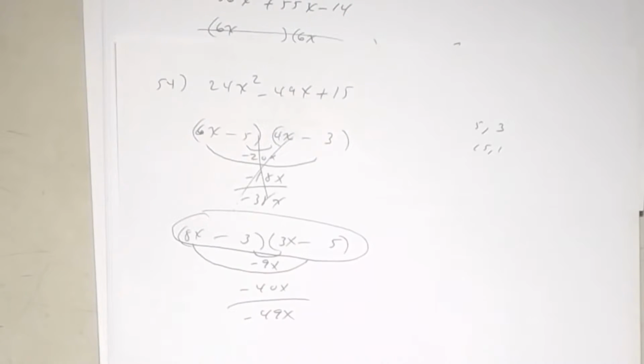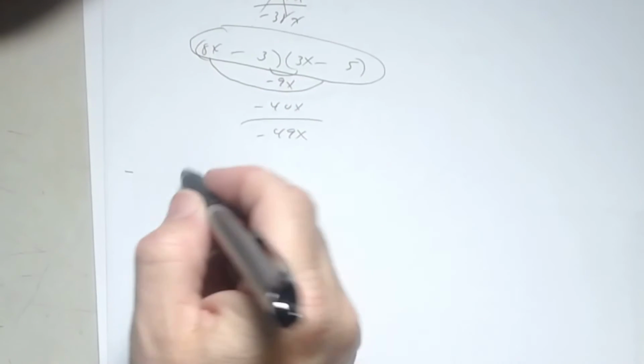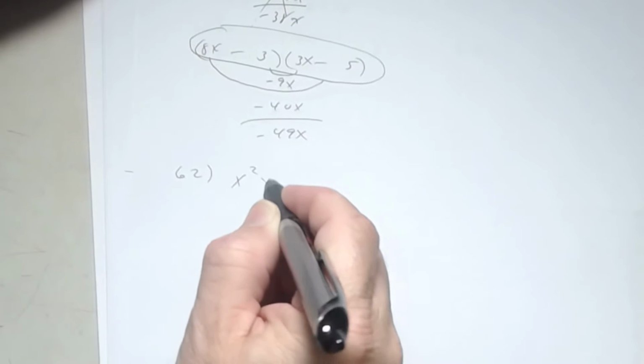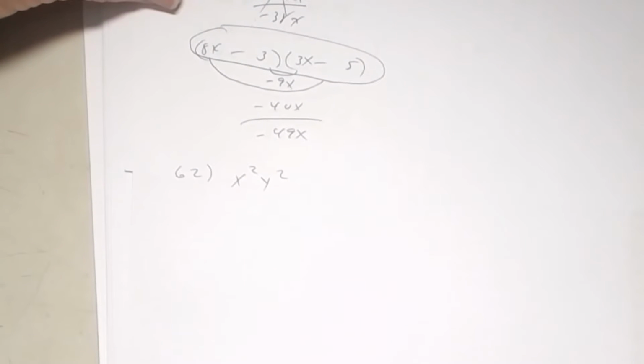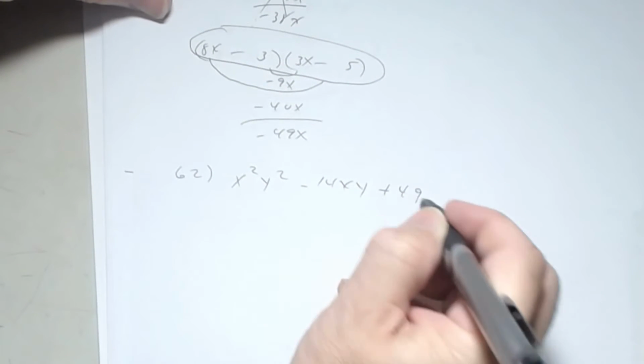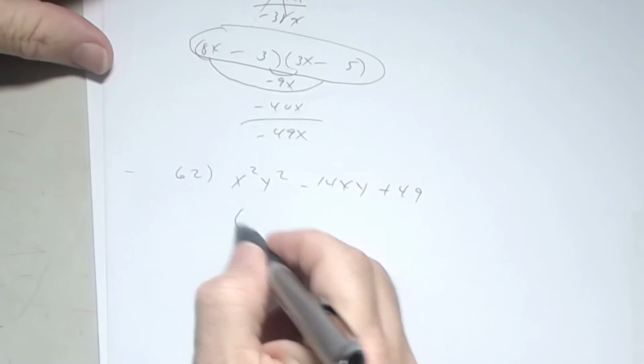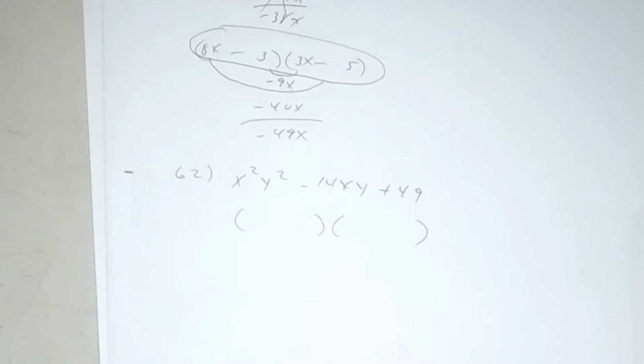Okay, let's look at 62. You have x squared y squared minus 14xy plus 49. So this time you have a couple of variables in there, but don't make that difficult. It's still your trial and error type thing. The GCF is 1, so I'm going to go directly to the two binomials.